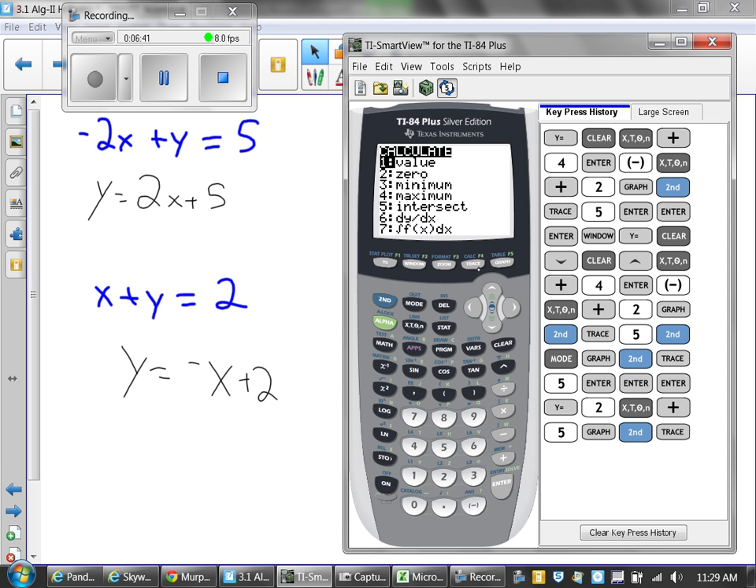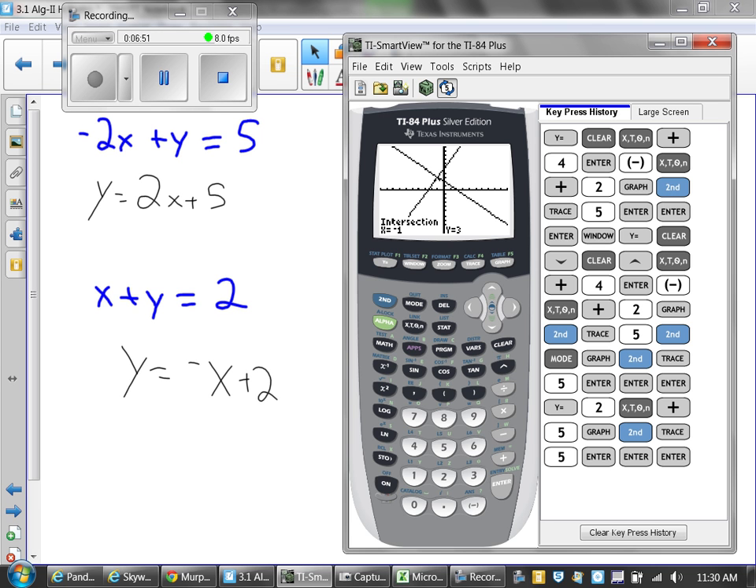Second, calculate 5, 1, 2, 3. Oh, you press it 3 times. Can you go back to the y equals? I want to see if I did it. I have it as 2x plus 5 and negative x plus 2. A lot of times what happens with these things, guys, you just type it in incorrectly. Or if you're dividing out by the coefficient of y, sometimes students forget to divide out the c value as well.